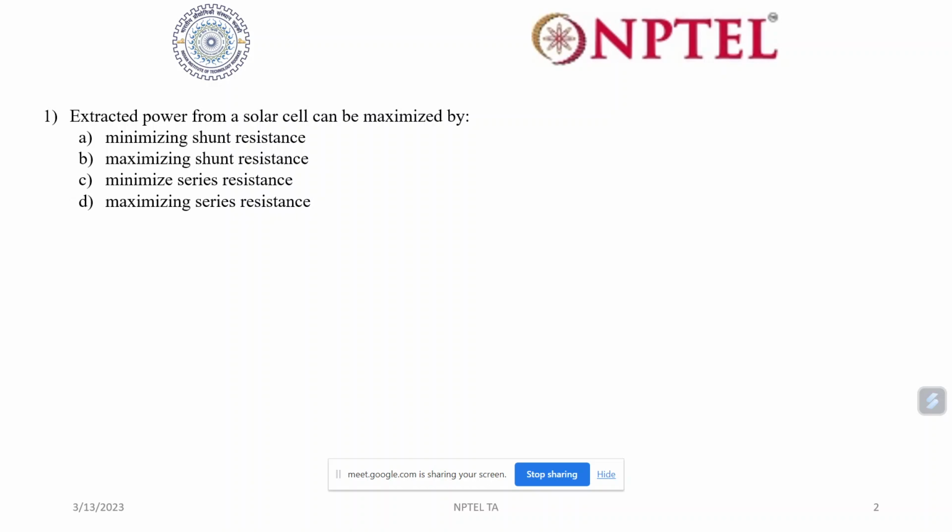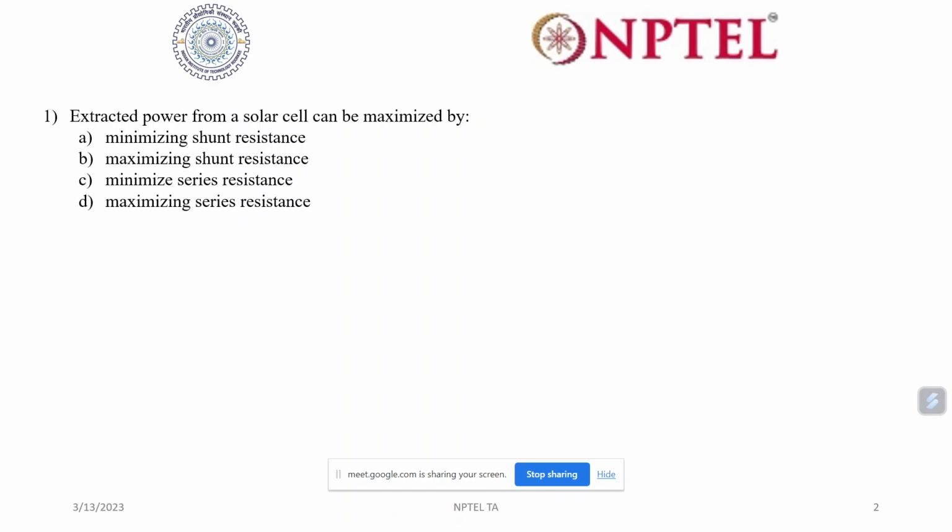First question: extracted power from a solar cell can be maximized by... Options are given here: minimize shunt resistance, maximize shunt resistance, minimize series resistance, maximize series resistance. What could be the answer? D and C. And why? You have to write the proper reason in the exam if asked.